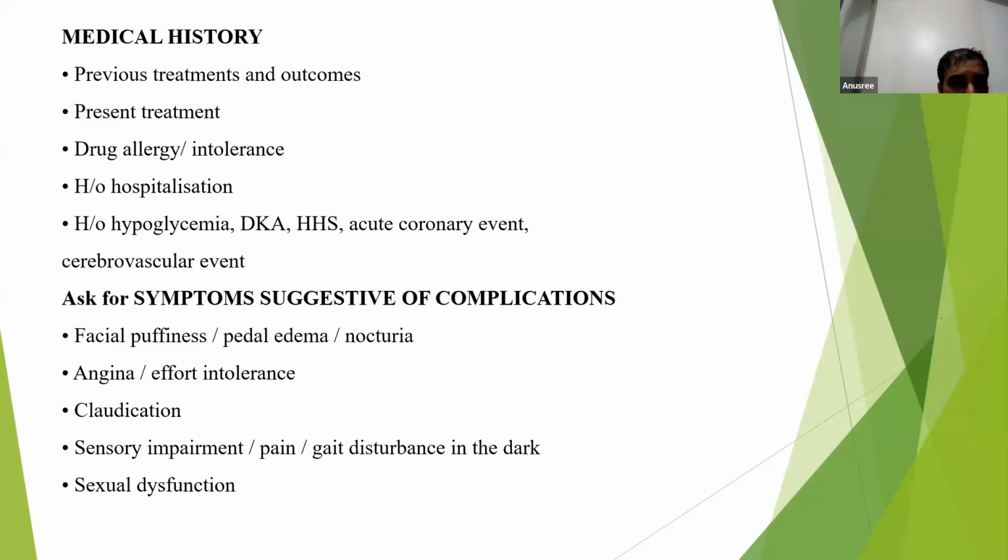We will have to take a detailed family history to differentiate whether it is maturity onset or early onset type 2 diabetes. And medical history with previous treatment outcomes and present treatment, drug allergy, intolerance, history of hospitalization, hypoglycemia, and any other associated complication. And ask for symptoms suggestive of complications such as facial puffiness, pedal edema, nocturia, frothing of urine, angina, foot intolerance, claudication, sensory impairment, and sexual dysfunction also.